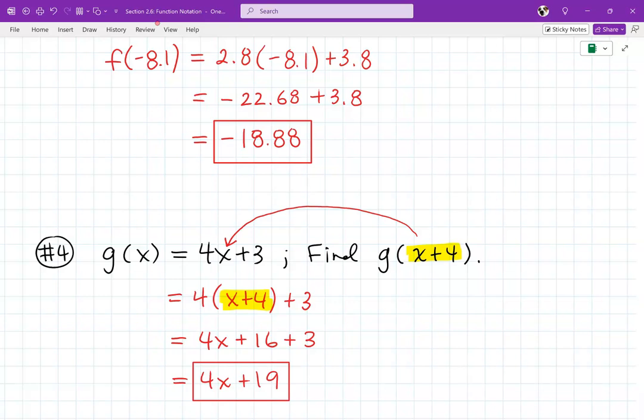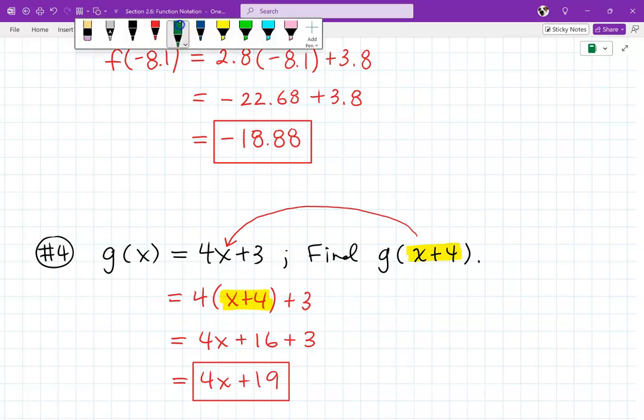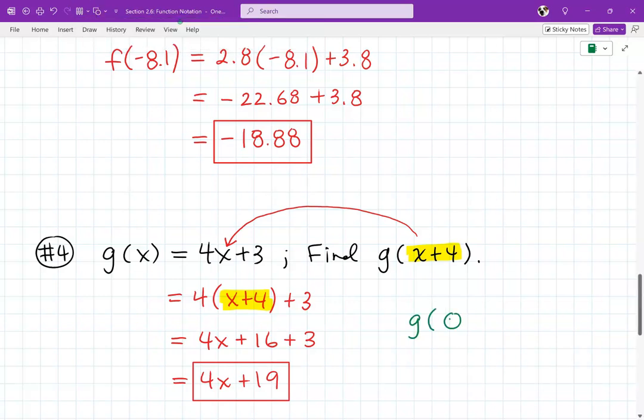If they would have said, what is g of a smiley face, then you should write 4 times smiley face plus 3. If they said what's g of a star, then you should write 4 times star plus 3. Whatever they write in that second portion, whatever they're telling you to figure out, all you're doing is plugging it in. If it's an expression, then put the expression there.